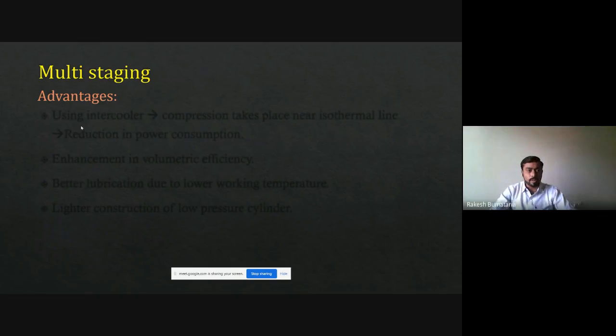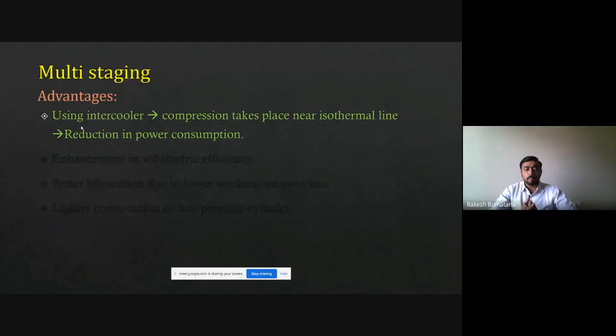Let's discuss the advantages. The first one is the intercooler. What is an intercooler? Let's take two stages as an example. Firstly, air comes in at 1 bar pressure, it will produce 8 bar pressure, then it will be supplied to cylinder number 2 at 8 bar, where it will produce 16.